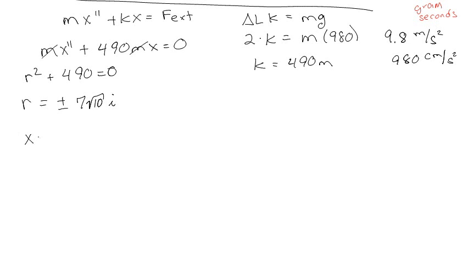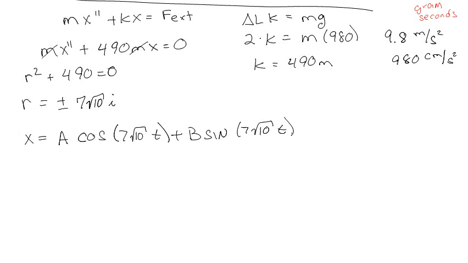So next, x is going to be equal to a cosine 7 square root of 10 t plus b sine 7 square root of 10 t. Beautiful, exciting. Now it said the object was displaced downward, so we do have some initial conditions.